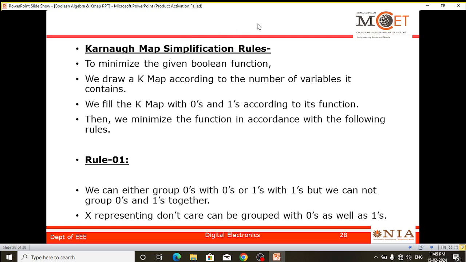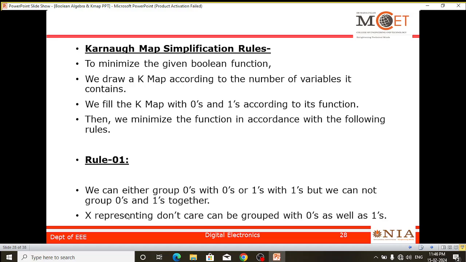To minimize the Boolean function, two methods can be followed: one using Boolean algebra and Boolean theorems, and another using K-map. In K-map we minimize the function in accordance with some rules, so always remember these rules. We can either group zeros with zeros or ones with ones, but we cannot group zeros and ones together. That is rule 1 for the K-map.